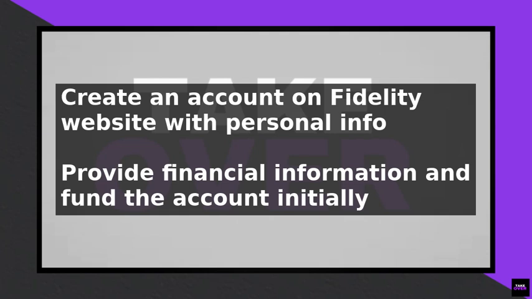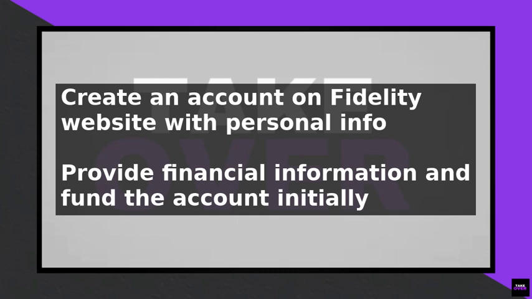You will also need to fund your account, which can be done by transferring money from your bank account or by mailing a check. Once your account is set up and funded, you can begin buying stocks. Log into your Fidelity account and navigate to the trade page.